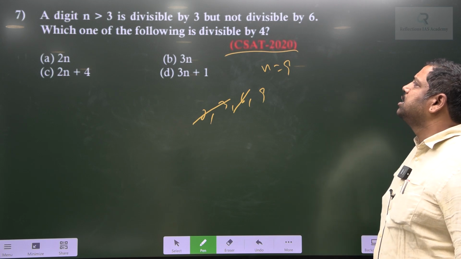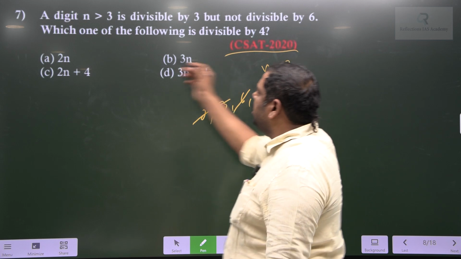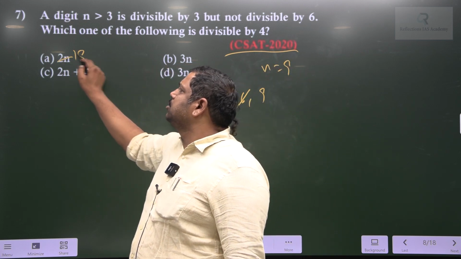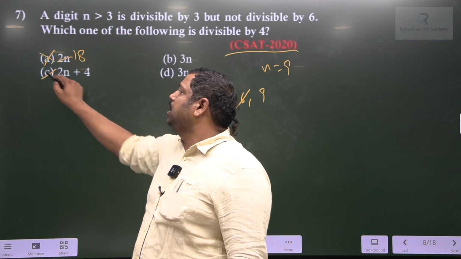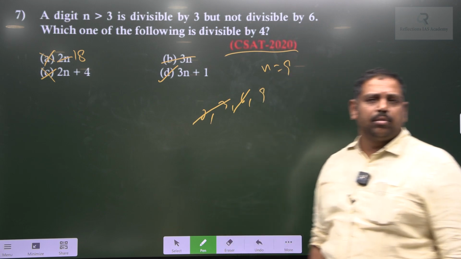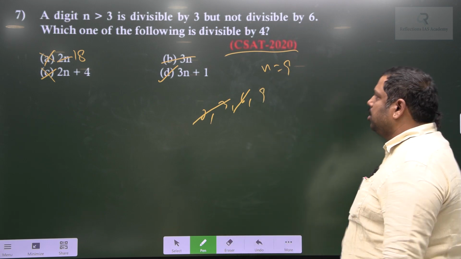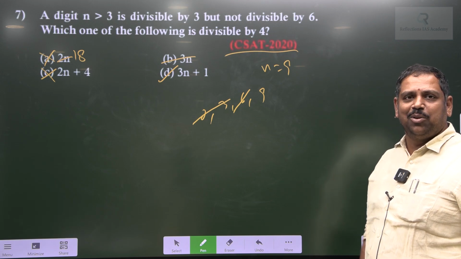Which one of the following is divisible by 4? Okay. So keep n value 9 here. 9 2s are 18. 18 plus 4 is 22. Is it divisible? So answer is D. Hope you understand. Okay. How lucky they are? Yes or no?